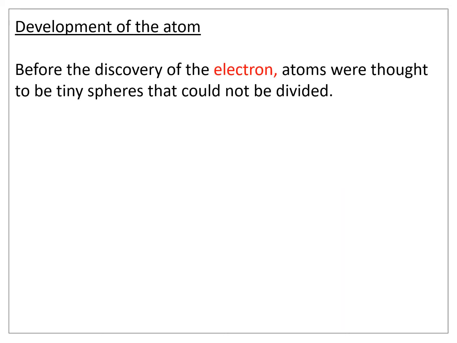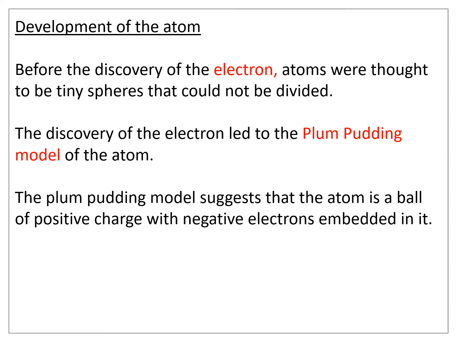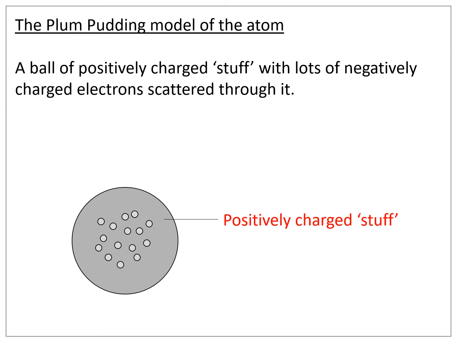So, development of the atom. Before the discovery of the electron, atoms were thought to be tiny spheres that could not be divided. The discovery of the electron led to the Plum Pudding model of the atom. The Plum Pudding model suggests that the atom is a ball of positive charge with negative electrons embedded in it. Now, the Plum Pudding model of an atom. A ball of positively charged stuff with lots of negatively charged electrons scattered through it. And you can see from this diagram, there's positively charged stuff and there's negatively charged electrons.